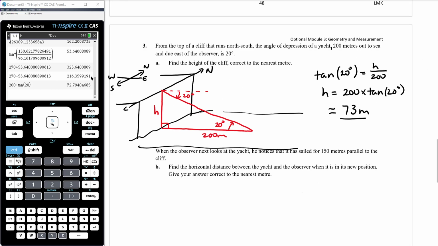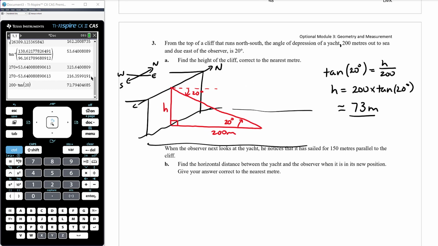Okay, so what we're now seeing is that this is the direction of the cliff. The yacht is sailing parallel to that, for another 150 metres. And then what we want to know is the horizontal distance between the yacht and the observer when it's in its new position. So we are going to want that distance there.